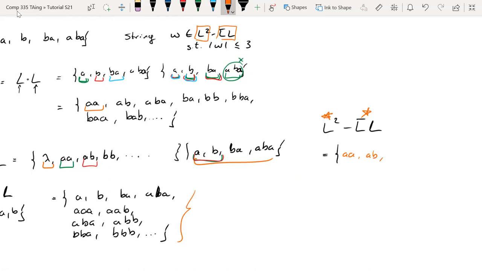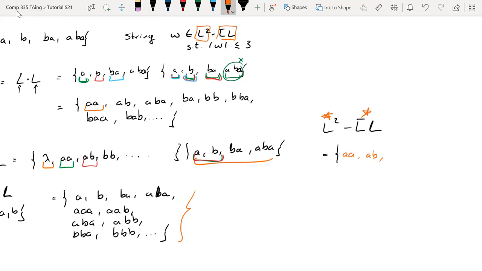So I'm going to look at strings of length 2 for now. I'm not going to do, whoa. Oh God. Sorry, there was a spider on me. Sorry. So what was I saying?